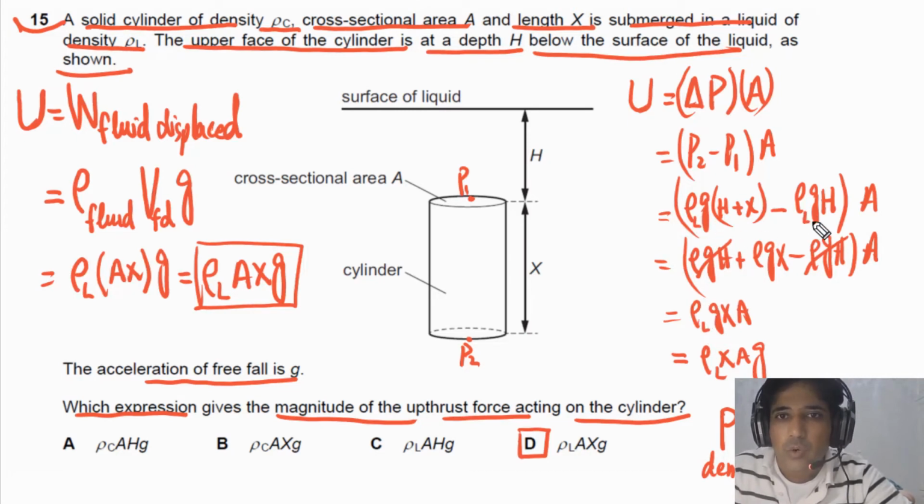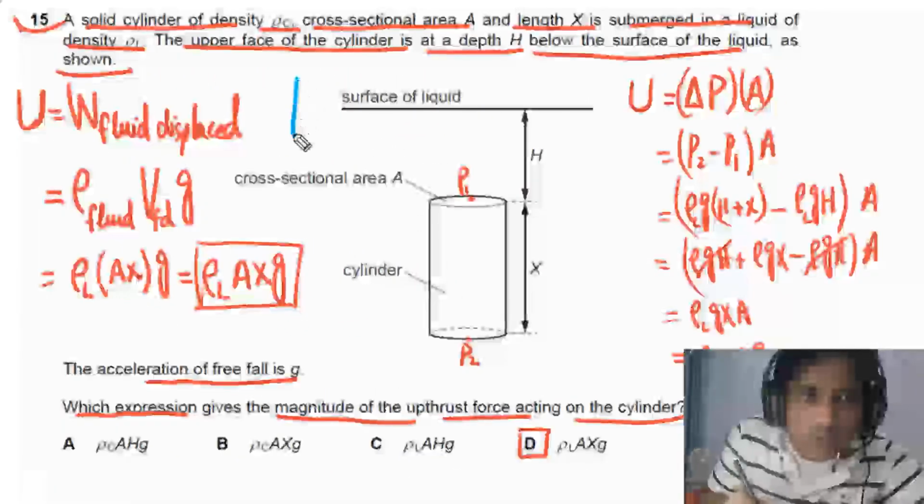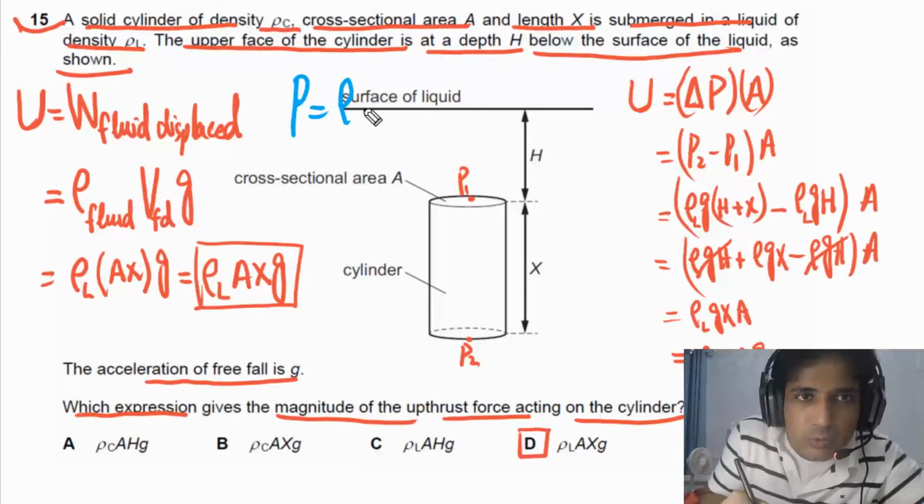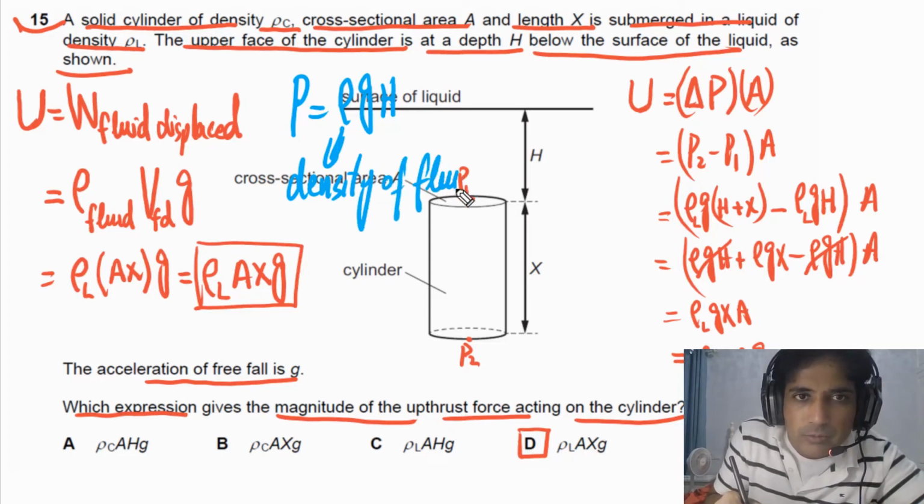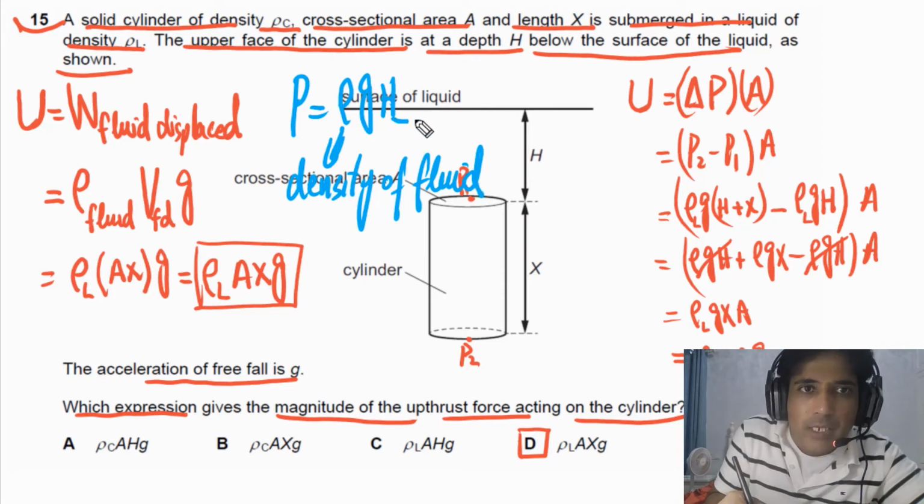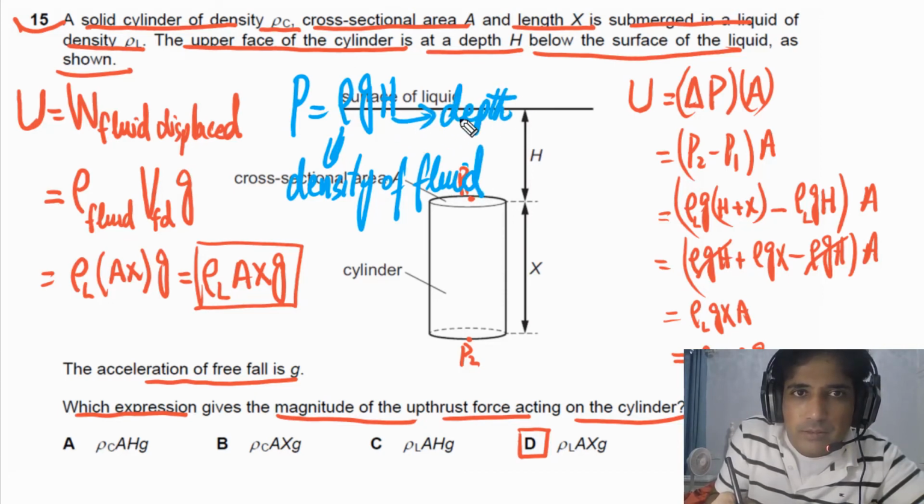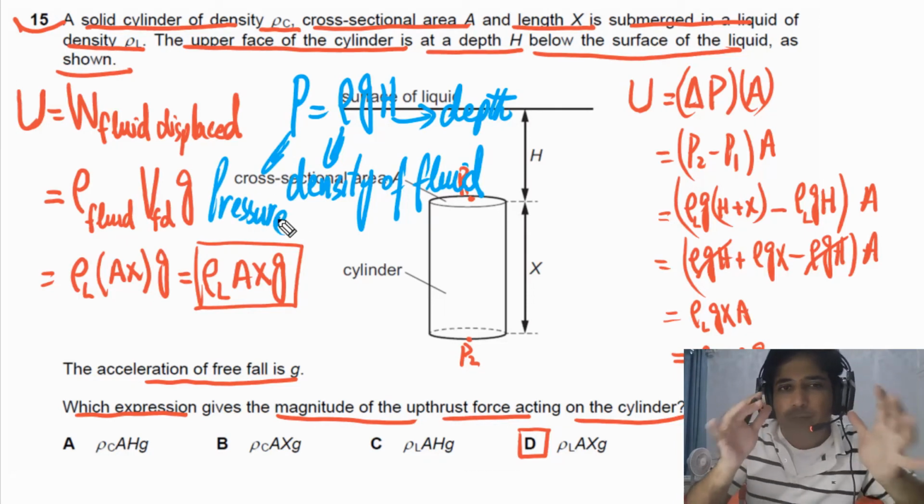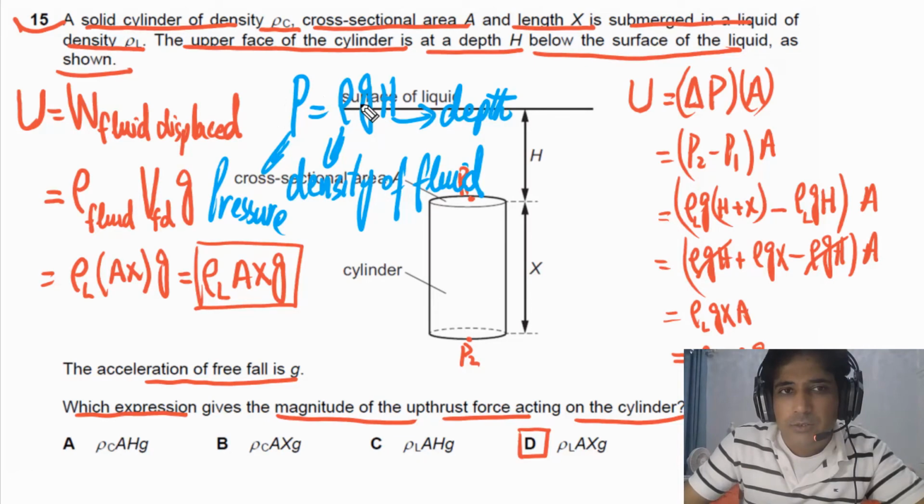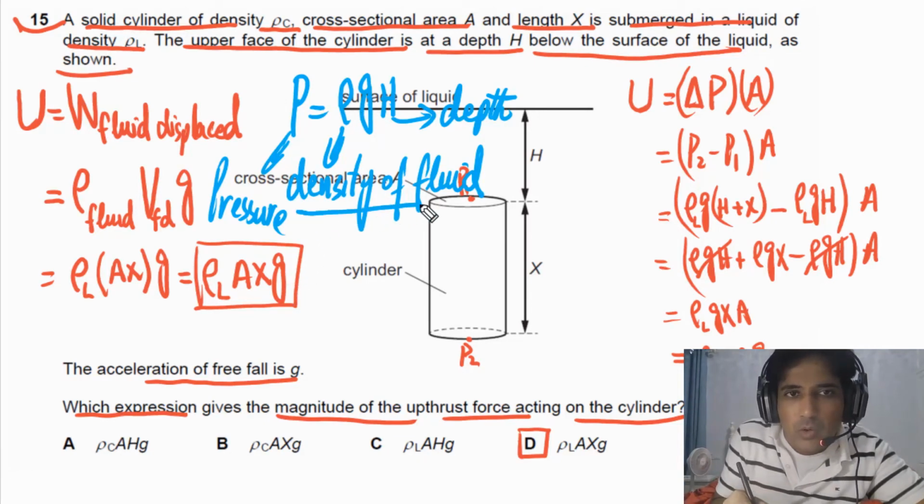Let me emphasize this formula again. P is equal to rho g h. This rho is the density of liquid, or simply you can say the density of fluid. And this h is the depth. So you need to understand this is depth, and P is the pressure. So you have to be very clear about this. What is this rho? This is the density of fluid.